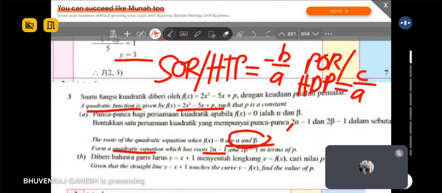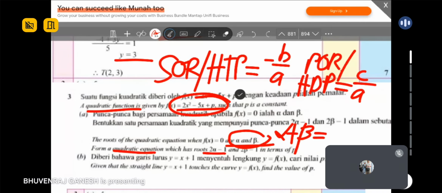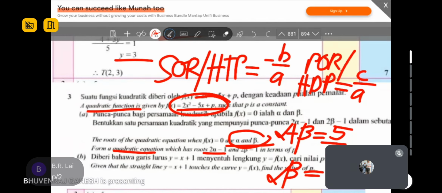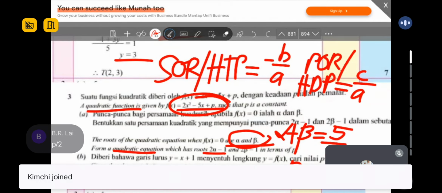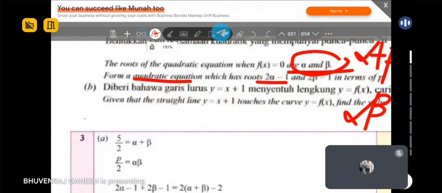Okay, so guys, may I know alpha plus beta equals what? What is the value based on this equation? What is my answer? Yes, very good. Negative B over A, so that means 5 over 2, 5/2. Then alpha beta equals what? Yes, C over A, so P over 2. Can you understand, guys? So these are the two pieces of information. Now you must form the new equation.